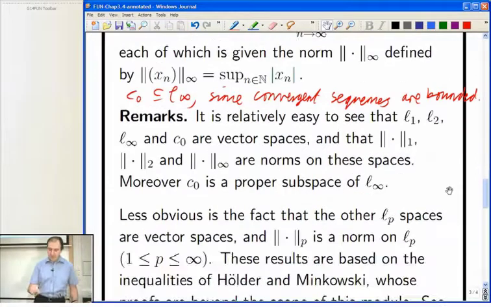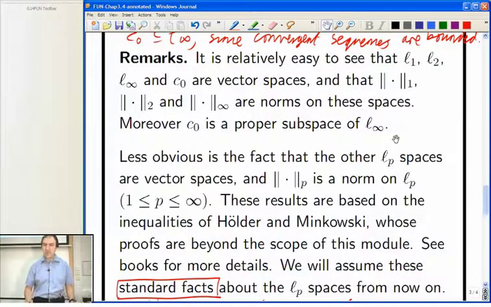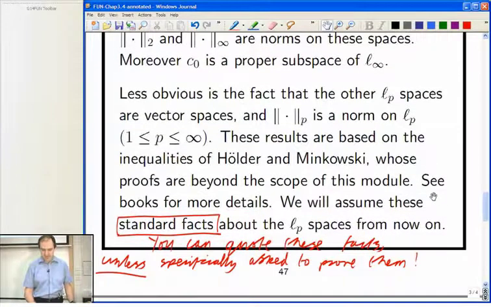I have some comments on the relative easiness of dealing with L1, L2, L infinity, and C0, and the fact that the little LPs need Hölder and Minkowski if you want to check all the details. But unless asked specifically to prove things of this nature, you're allowed to quote that these little LPs are vector spaces and that the norm P I defined is a norm on them. And I invite you to look in the books to fill in the details if you want to find out about Hölder and Minkowski. It's an optional and interesting reading exercise.